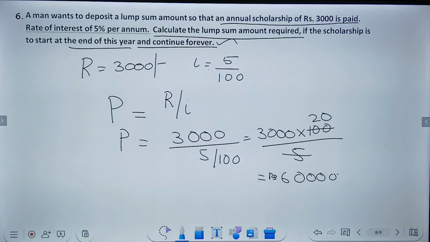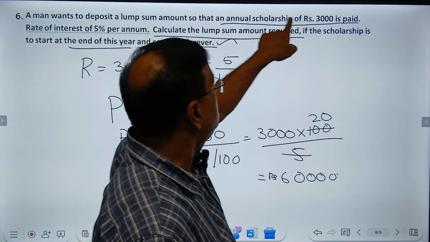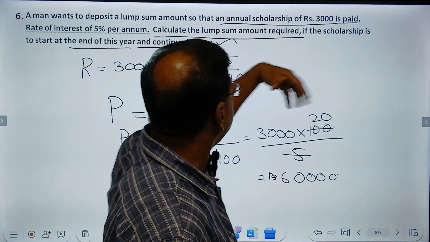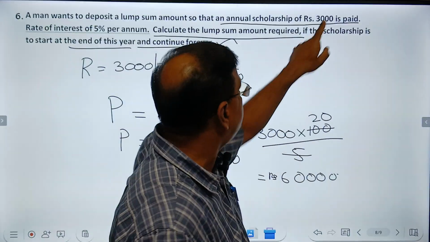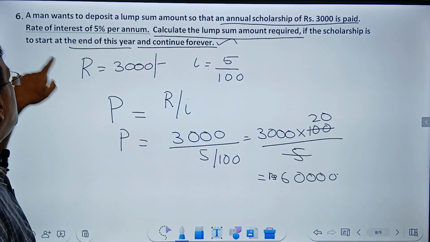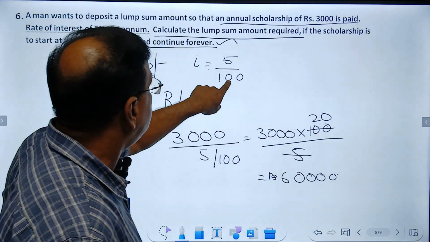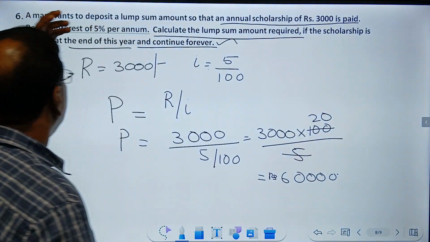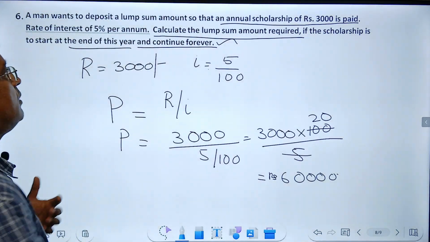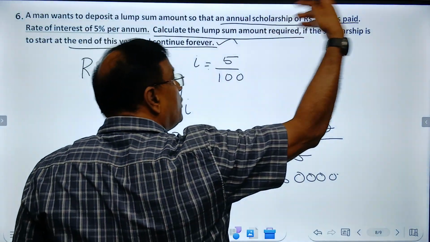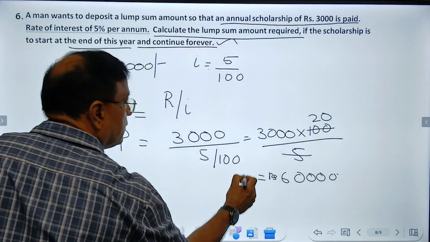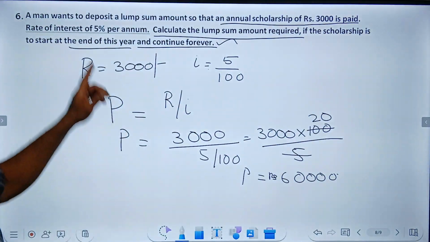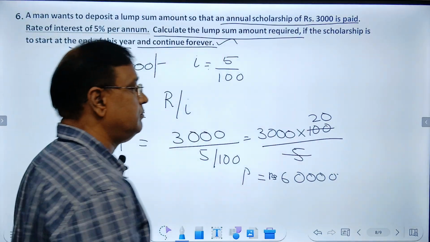This was my question number 6. A man wants to deposit a lump sum amount. So every year he gets a scholarship of 3,000. That is my R. And my rate of interest is 5% per annum. What amount should be set aside? What lump sum amount is required? That is my present value. He is asking me to find the present value.